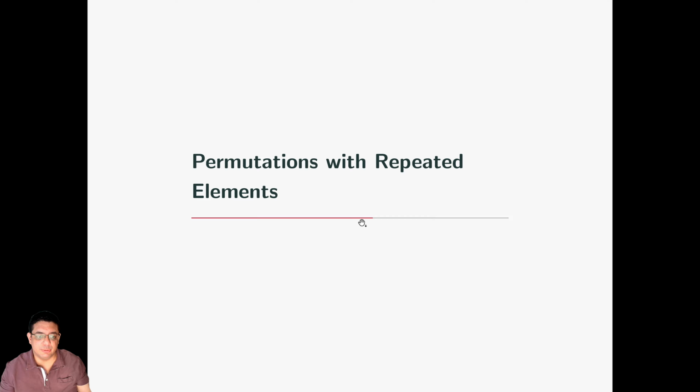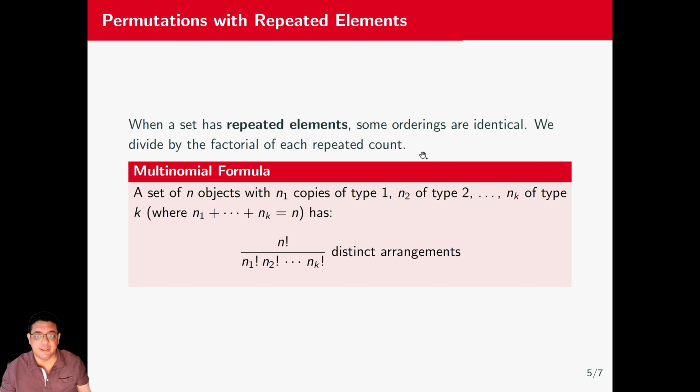Now, let's go to permutations with repeated elements. When a set has repeated elements, some orderings are identical, and we divide the factorial by each of the repeated counts. For example, the multinomial formula will help us set this up. Consider a set of n objects with n1 copies of type 1, n2 copies of type 2, up to nk copies of type k, where the sum of n1 up to nk is equal to n. When we have those objects with repetition, we can see the arrangements as n factorial over n1 factorial times n2 factorial times up to nk factorial. So all the repeated elements are removed from the copies.